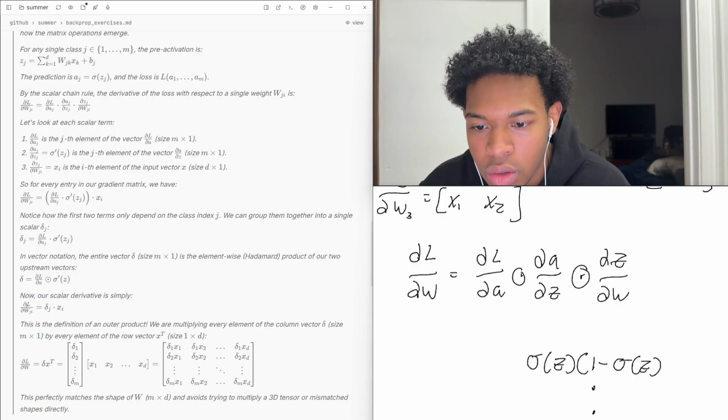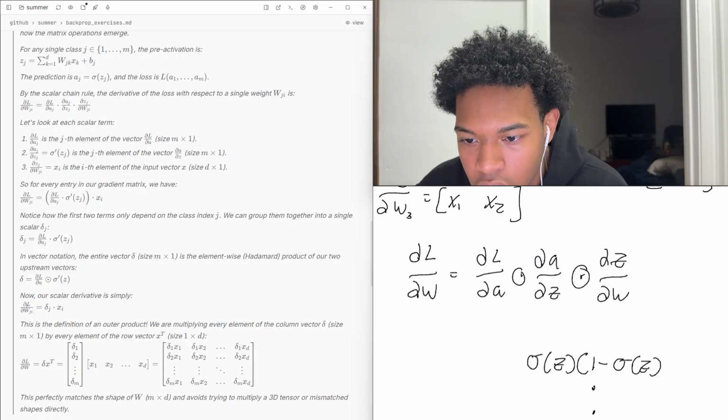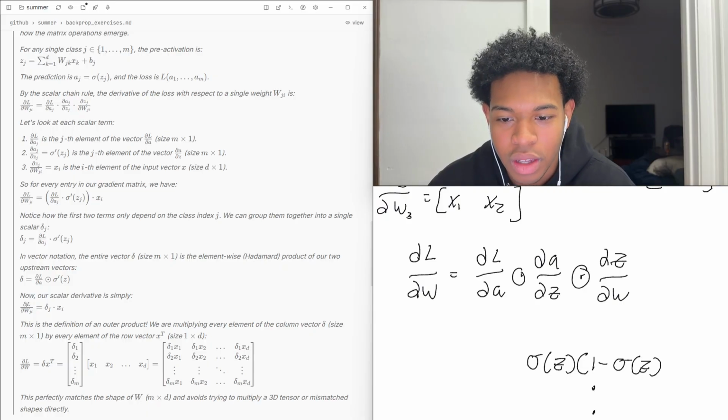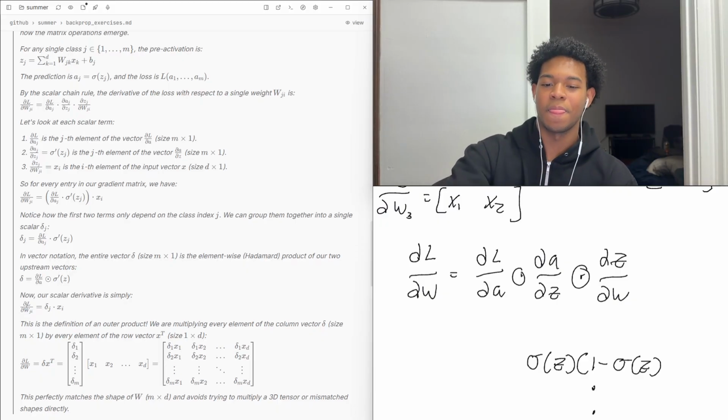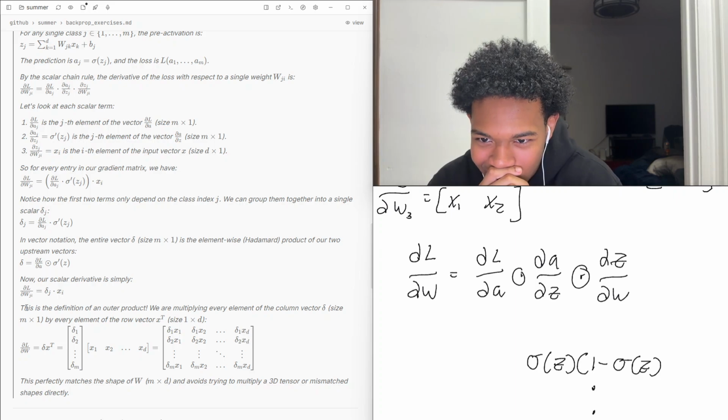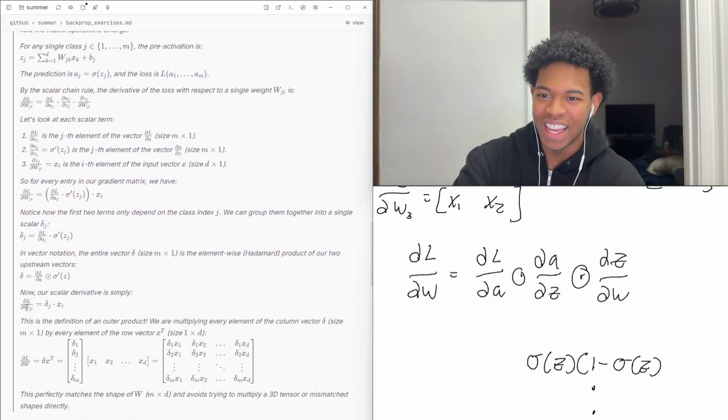Now our scalar derivative is simply this, and that's the definition of the outer product. We're multiplying every element. Wait, that worked. I really like that. That's good.